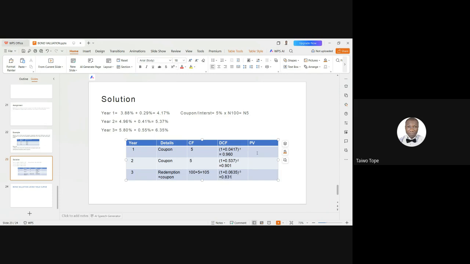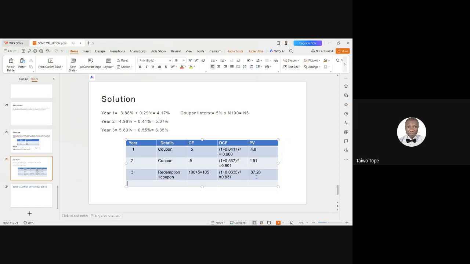So your PV will be what? Your discount value multiplied by your cash flow. For year 1, to be what? For year 1, we have it as 4.8. For year 2, we have it as what? 4.51. We have it as 4.51. And for year 3, to be what? It's 7.26.